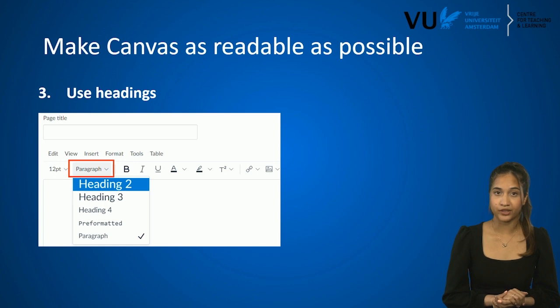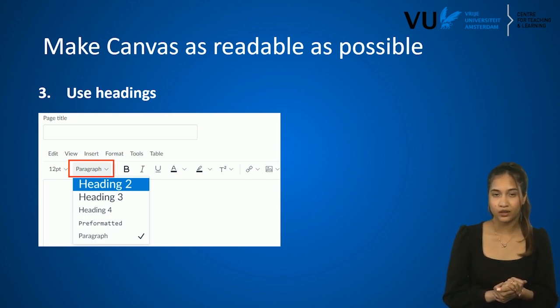So tip number 3 is to use headings. A heading is a short phrase describing what the succeeding section is all about. Headings help structure your text so it's easier to read and find important information quicker. This is useful for every student, but for students who rely on a screen reader, it is important to use the actual headings function to create headings.